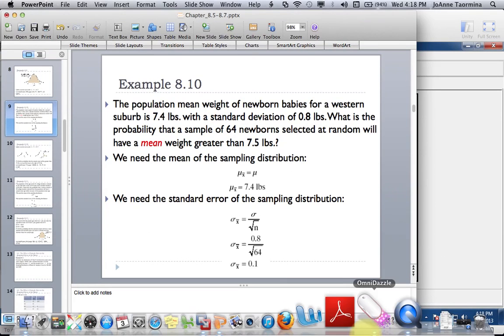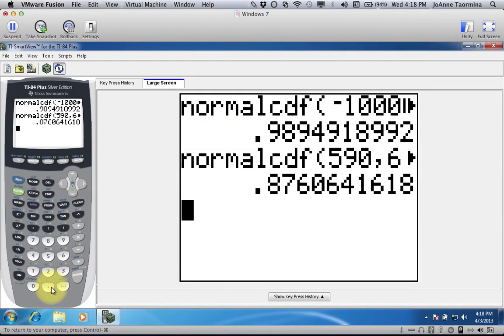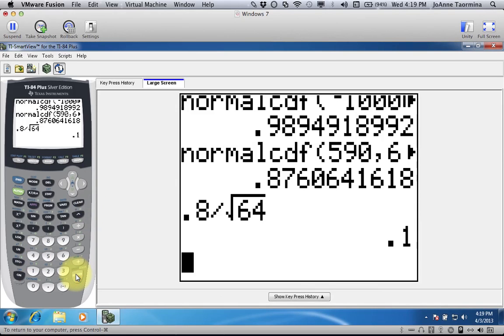And if you're having trouble doing that on the calculator, I'll just review that real quick. 0.8 divided by second x squared. This is where the square root key is, right here. You have to use second and then x squared. And the size of our sample is 64. And you hit enter. 0.1.